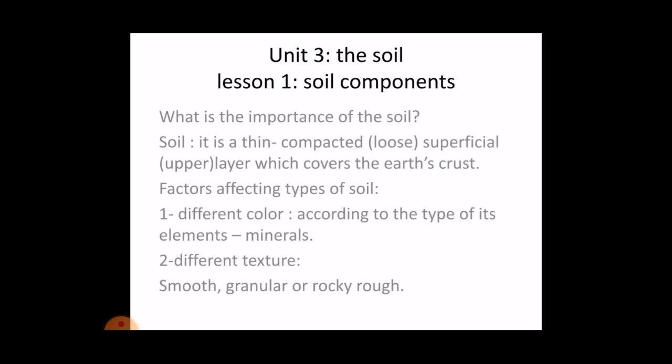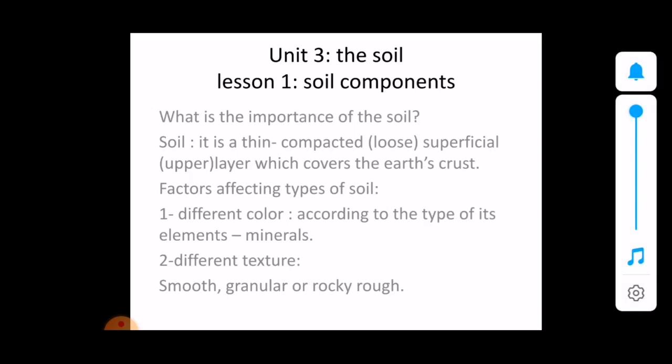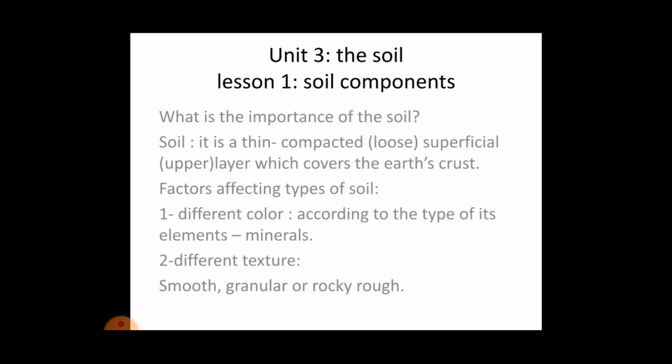Soils are different in color and in texture. Soil is different in color according to the type of its elements and minerals. The soil is different in texture, which is smooth, or granular, or rocky rough.